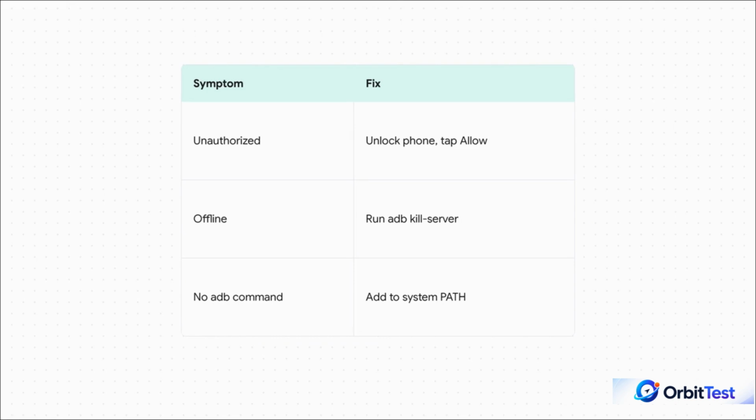Beyond app crashes, you might occasionally run into physical connection drops or ADB issues. Think of this as your quick-fire survival guide. If your device suddenly shows as unauthorized, just unlock your phone screen and tap Allow on the prompt. If it shows offline or suddenly disappears entirely, you need to kill the server by running ADB kill-server and then ADB start-server right in your terminal. And if you see ADB command not found, well, you simply need to add your Android platform tools folder to your system path.